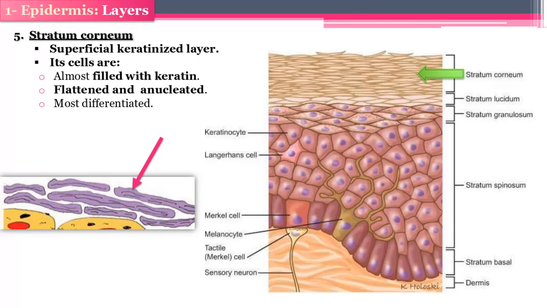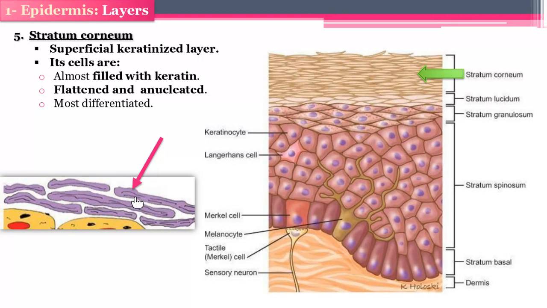That is the topmost layer, also called the stratum corneum. See here in the pictorial presentation where I have put the green pointer. This is the stratum corneum, the topmost layer of the epidermis. It is the superficial keratinized layer and its cells are filled with keratin and they are flattened and unnucleated. You cannot see any nucleus in these cells like in the other layers, and that is why they are called unnucleated flattened cells. This is the topmost layer, the cells are filled with keratin, and it is the most differentiated layer of the epidermis.